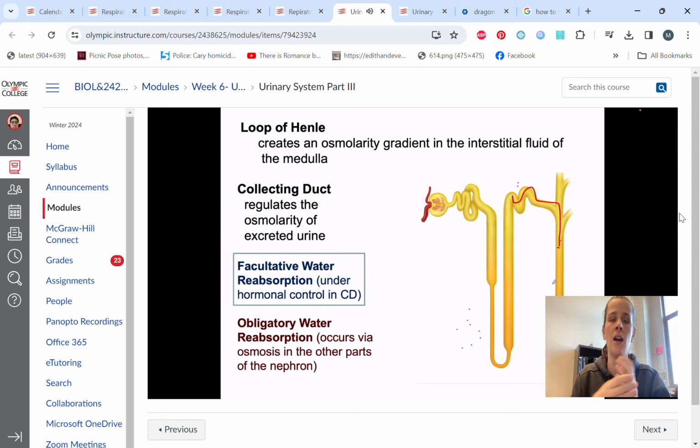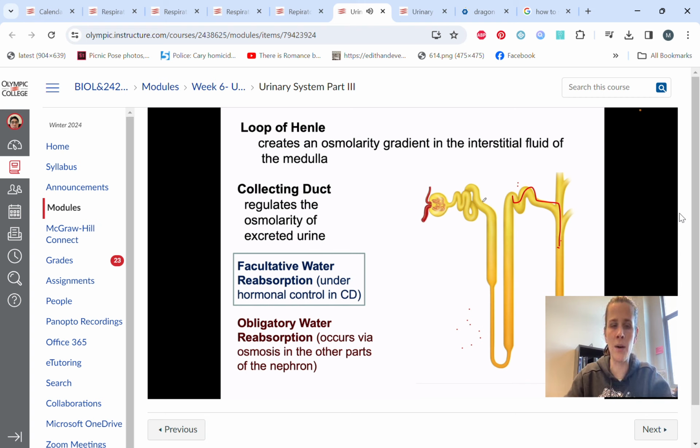Okay, obligatory water reabsorption is the water reabsorption that happens because of the setup of the system. You don't have control over this. Your body is not regulating this process. It is a process that is designed to lead to some water resorption, and that is the water resorption we're talking about right here.